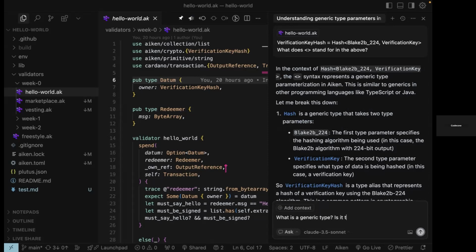Is it the same as those less than, greater than symbols, the types of the parameters? Like the result is the hash, but to get the hash, we need to pass in the parameters of Blake and the verification key. Yeah, correct, it's talking about types, not functions. But I kind of think of it like I would a function.